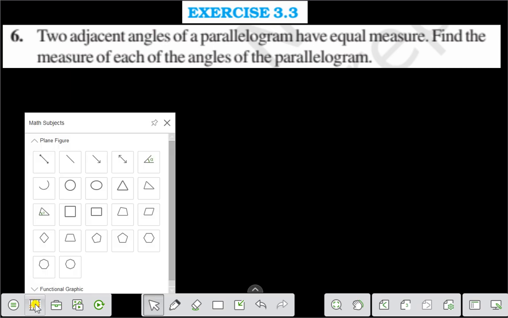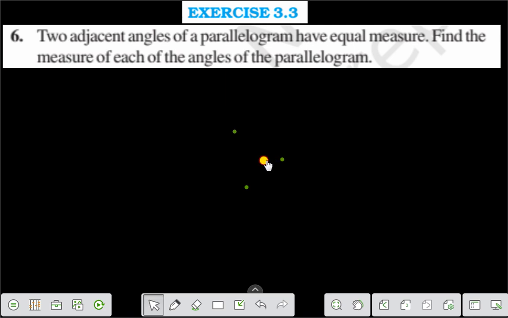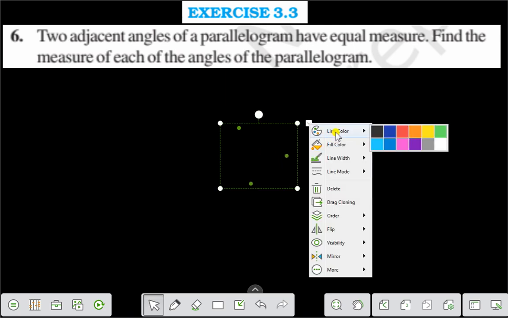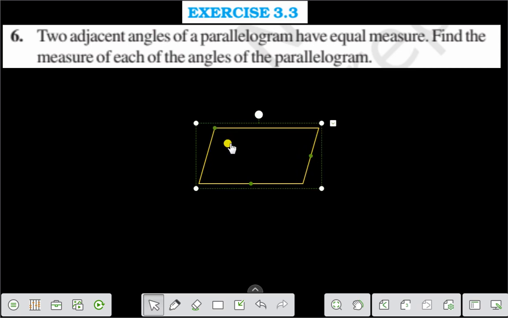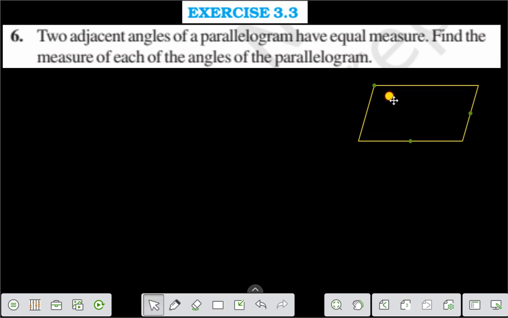Let us take a parallelogram like this. And the name of the parallelogram is ABCD, that is A, B, C and D. Right? Two adjacent angles of a parallelogram have equal measure.